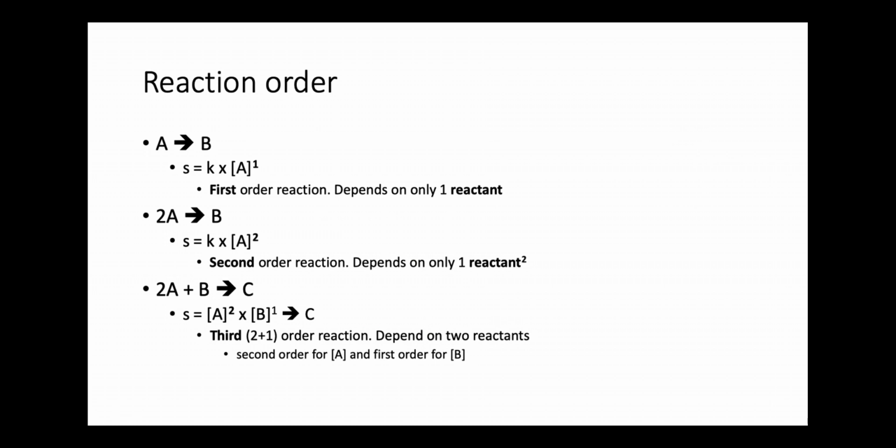So now we're going to find the order of my reaction. If this is the rate law, A to B, and S is k times the concentration of A to the power of 1, it's first order. You see first order, that's the 1. It only depends on one reactant. This reaction, which has a rate law of k times A squared, we call second order, because of the square over here. This rate only depends on one reactant, but to the power of 2. For this one, it's A squared times B, so overall it is a third order reaction. It's second order for A, the 2 over there, and first for B. And it depends on two reactants.